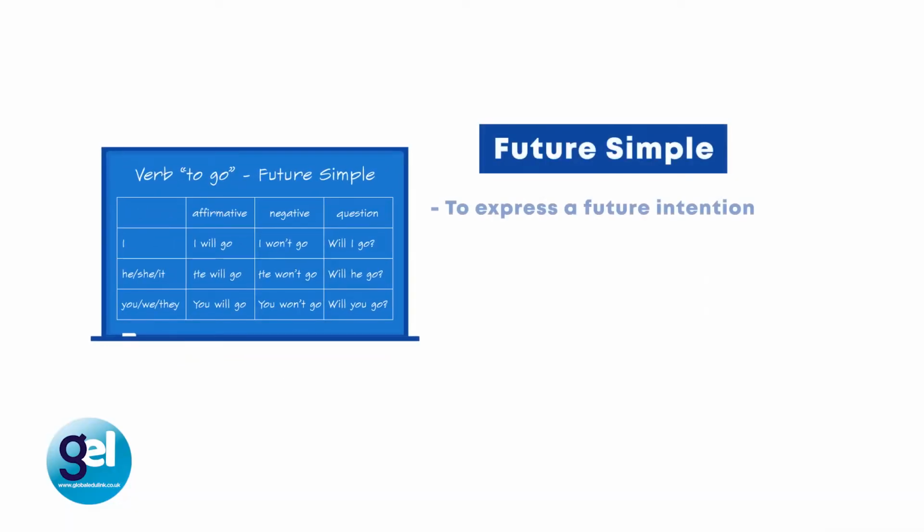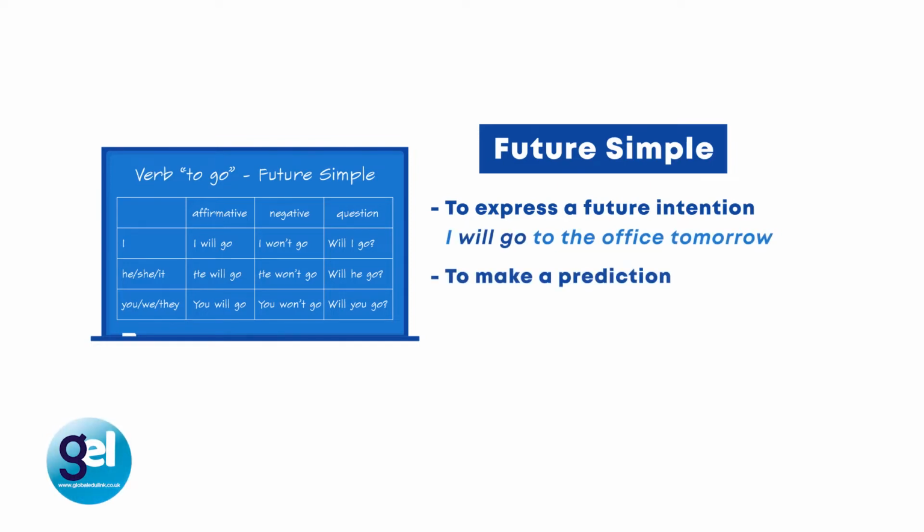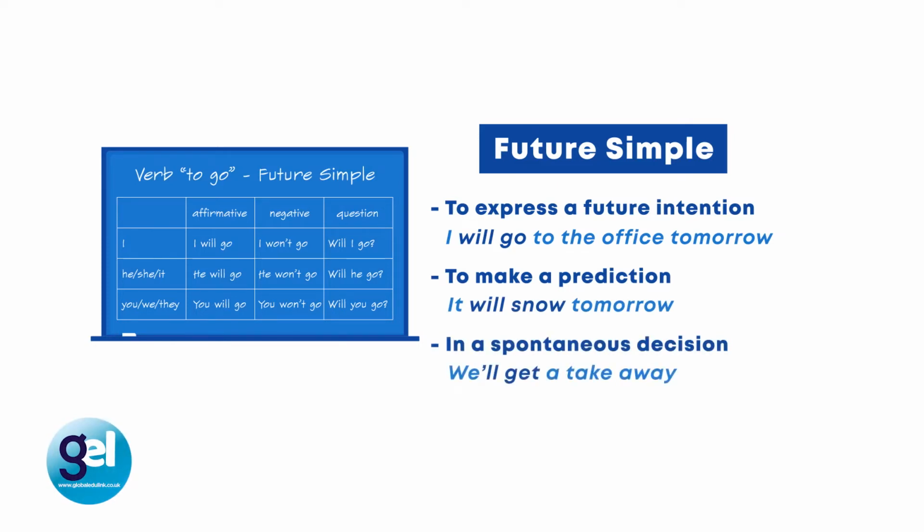This is the future simple form, will. So when do we use will? We use it to express a future intention. I will go to the office tomorrow. Or to make a prediction. It will snow tomorrow. Or in a spontaneous decision, we'll get a takeaway. Watch out for pronunciation issues here, because some learners again will get confused between I will and the contracted form I'll.